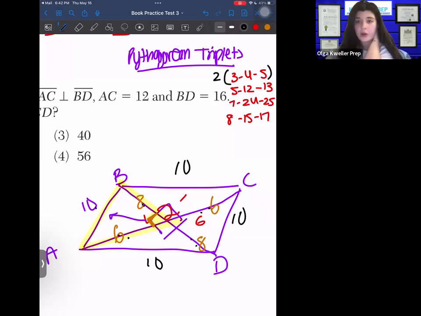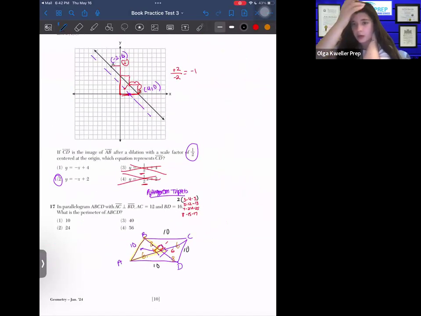And now that we know that, the last part becomes easy. It's just a perimeter, so all we have to do is add everything up. So for number 17, our answer should be 40, or choice 3.